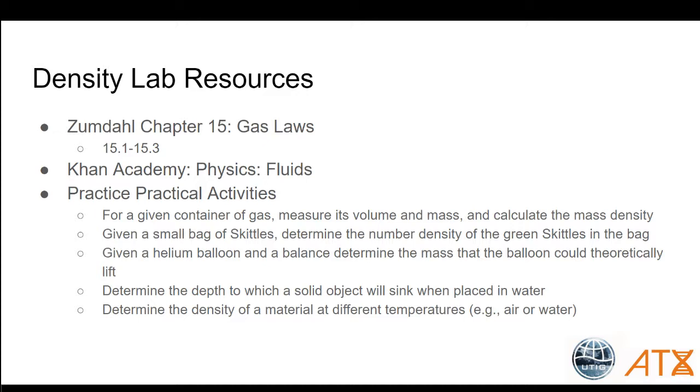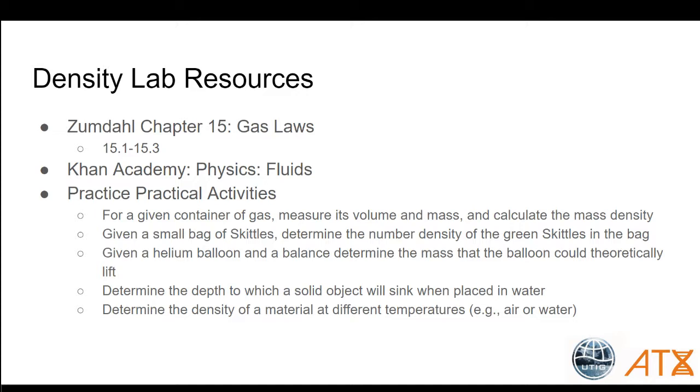A big component of density lab is also the physics of buoyancy. So I recommend the Khan Academy series of videos on fluids in their physics class. Those give a great overview of all the topics you need in density lab.